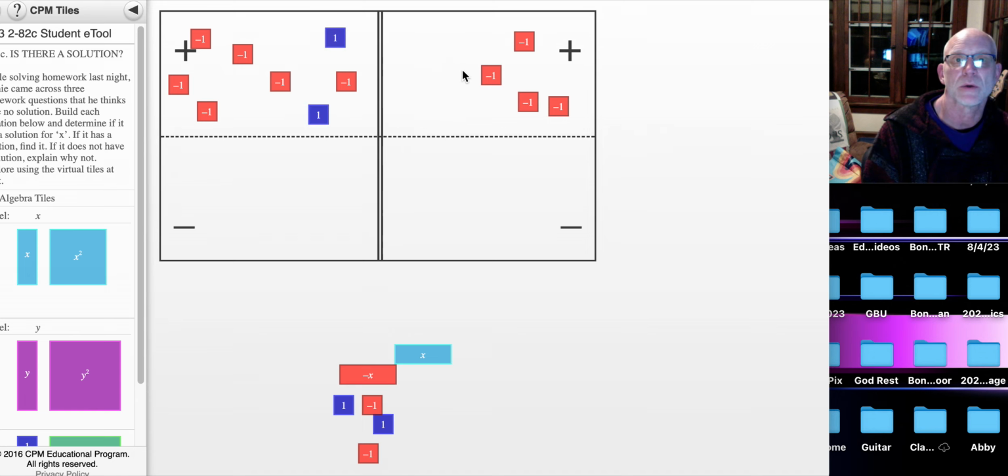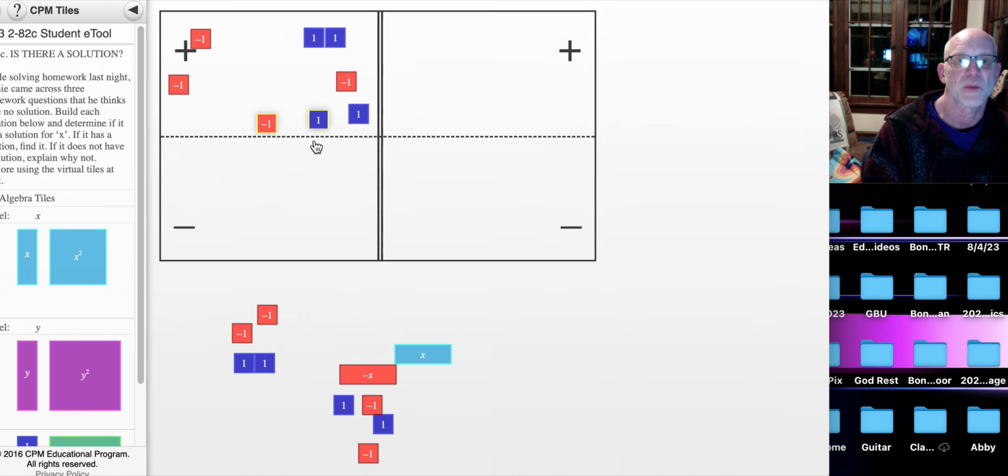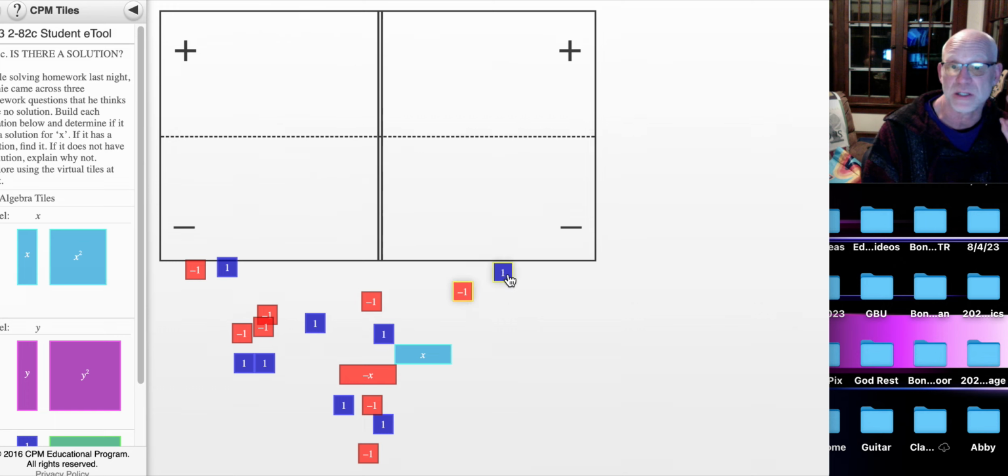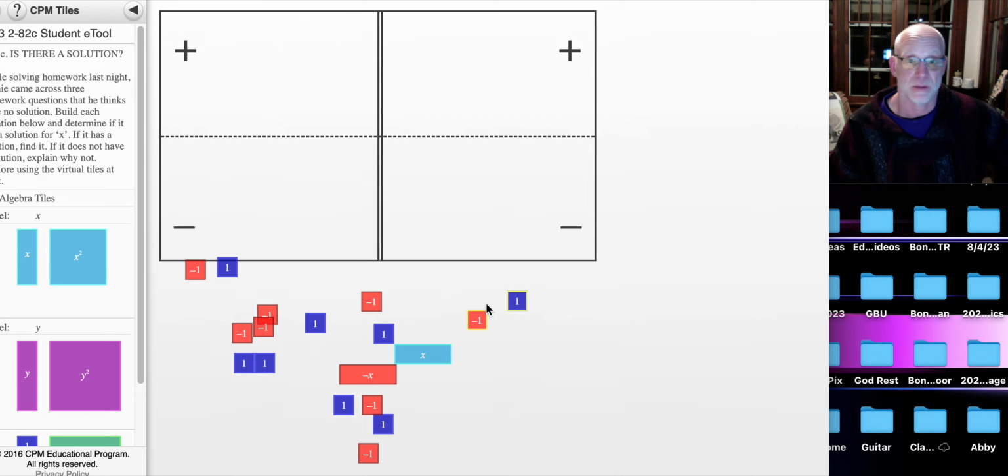1, 2, 3, 4, 5, and 6. And now you've got a zero pair here, a zero pair here, and a zero pair here, and so on. And what they want you to discover is that there's no solution to this one. Okay? Because we have no variable. We have no x. We have no y. Okay? That's it. Let's get on to some review for your summative.